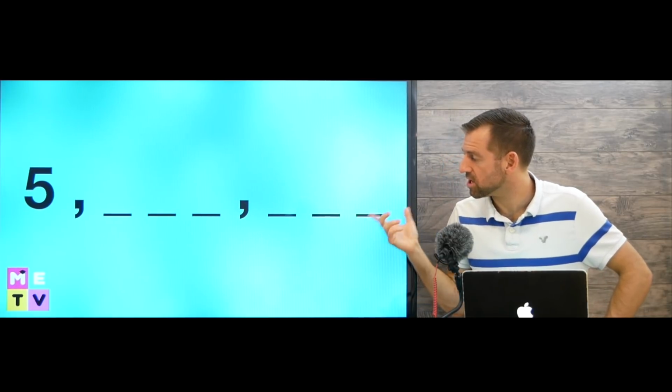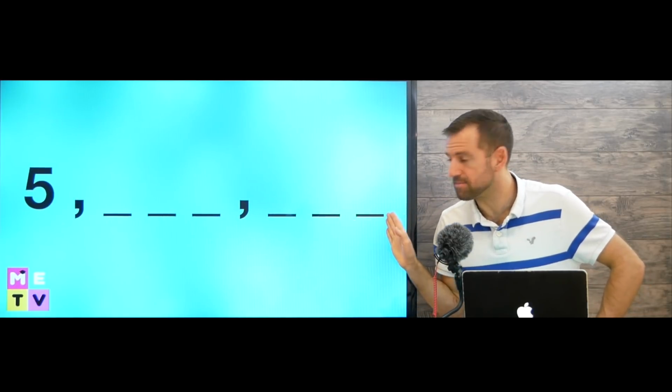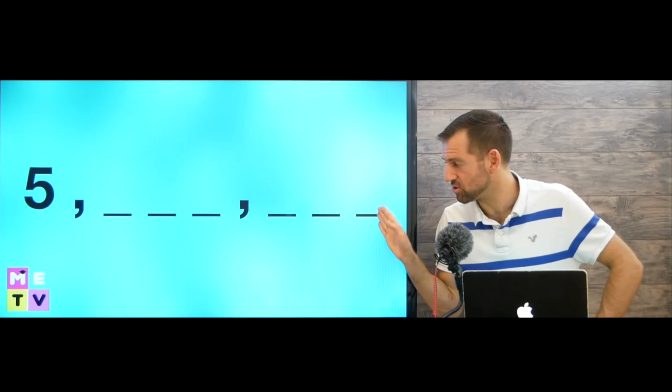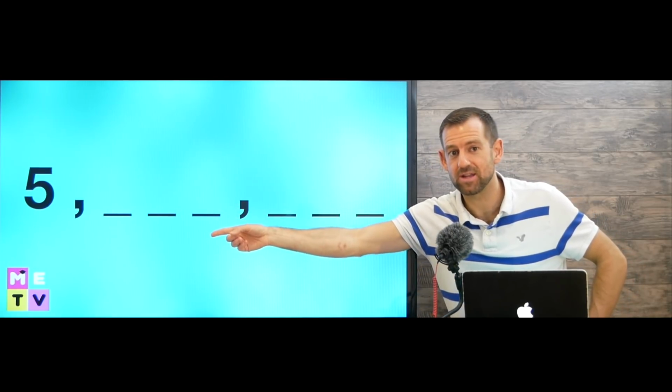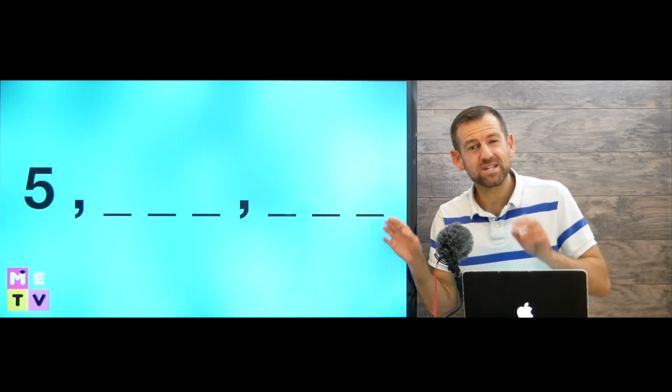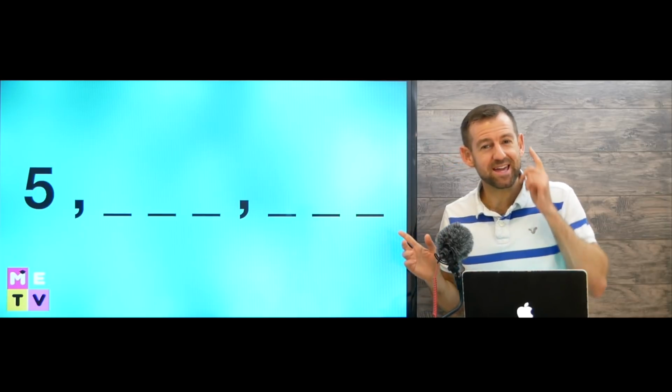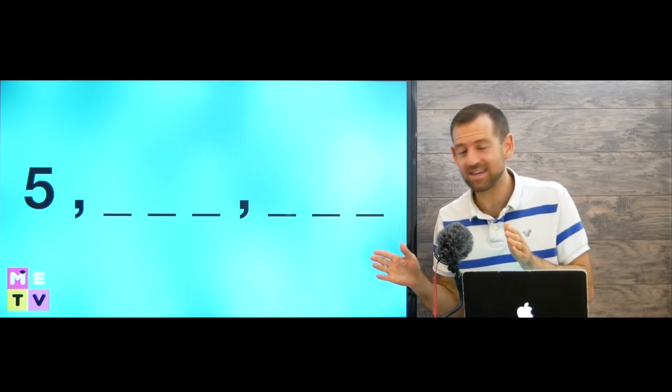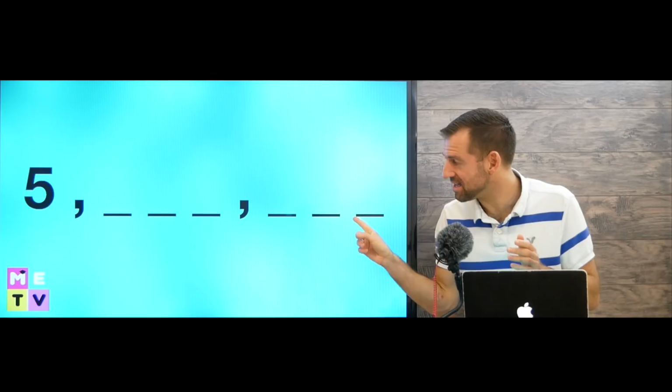5, comma, 1, 2, 3, comma, 1, 2, 3. So you need to count 3 from the back of the number, right? So you start from this side of the number, comma, comma. So if it was 50 million, then it would be 50, comma, 000,000.